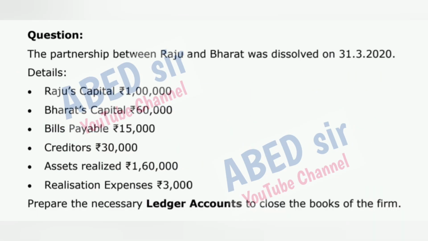Question. The partnership between Raju and Bharat was dissolved on 31st March 2020. Details. Raju's capital 1 lakh rupees. Bharat's capital 60,000 rupees. Bills payable 15,000 rupees. Creditors 30,000 rupees. Assets realized 1,60,000 rupees. Realization expenses 3,000 rupees. Prepare the necessary ledger accounts to close the books of the firm.